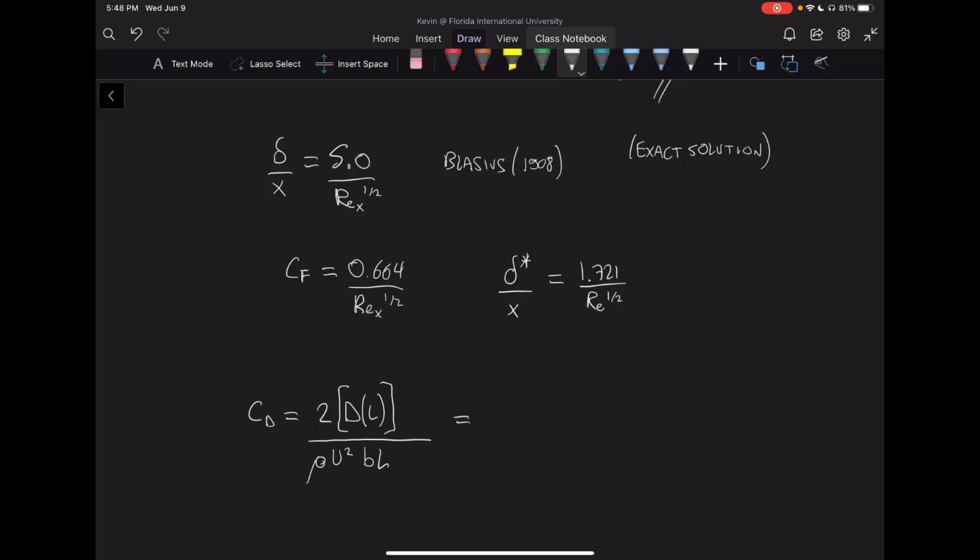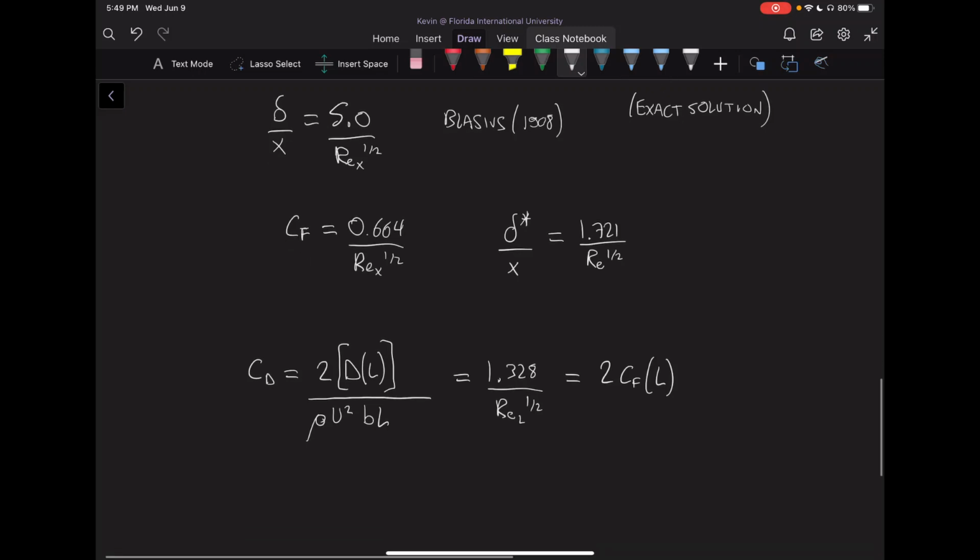This is also equal to 1.328 over Reynolds L to the 1/2. So this is the coefficient of drag over the whole plate. So this would be for a whole laminar plate. We can't find the coefficient using the Reynolds number halfway through the plate. It would be for the whole plate itself. And this is equal to 2 times CF, which is our coefficient of friction.